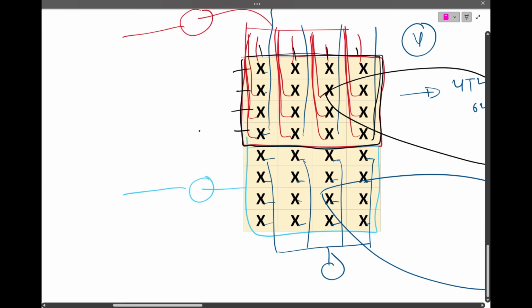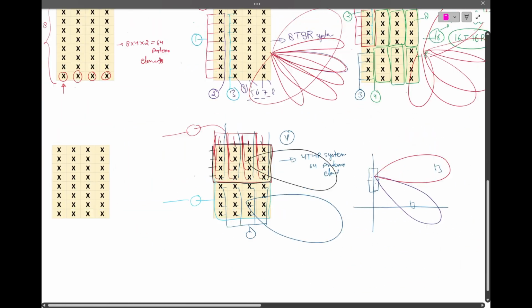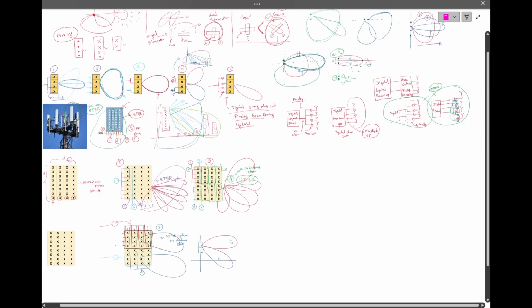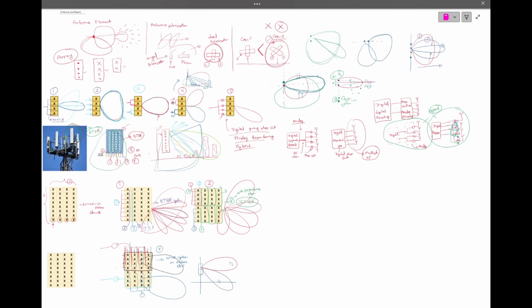So this is the basics about antennas and beams in 5G. We will understand these concepts in more detail in the respective channels.